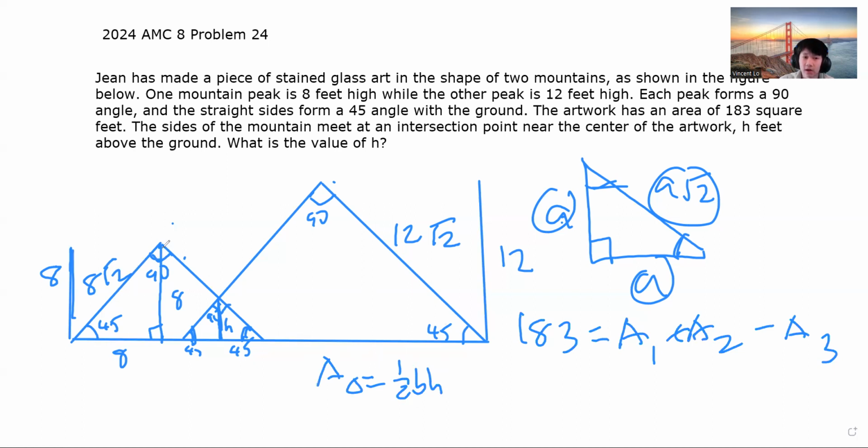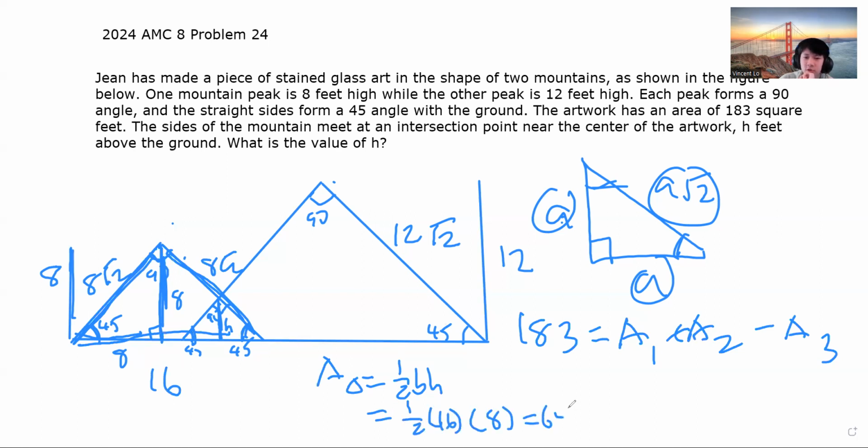So we got to find the bases and heights of all the triangles. So we already have the height of A1, right? It's just 8. Now the base is simply, we have 8 root 2 as one of the sides here. So right away, we can see we have another one of these right isosceles triangles because this is 90, right? This is 45 and this is 45. So that means that this hypotenuse, our longest side, is equal to 8 root 2 times 2, which is equal to 16. So we have the base, we have the height now. We can plug it in. 1/2 times 16 times 8, this is equal to 64. So this is equal to 64 plus.